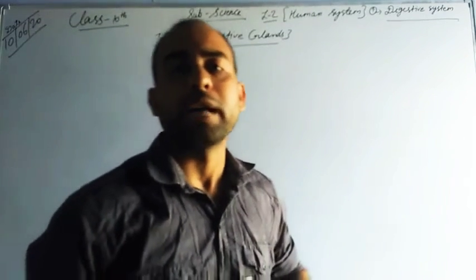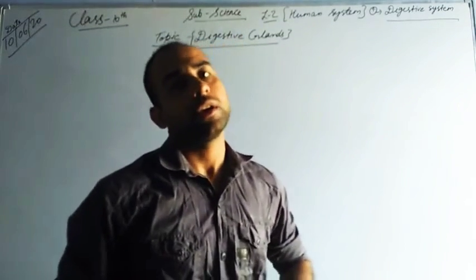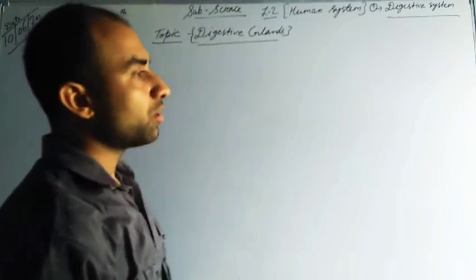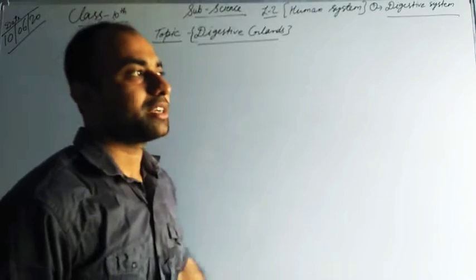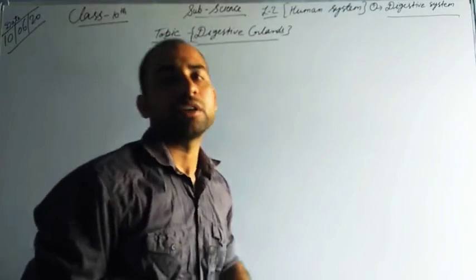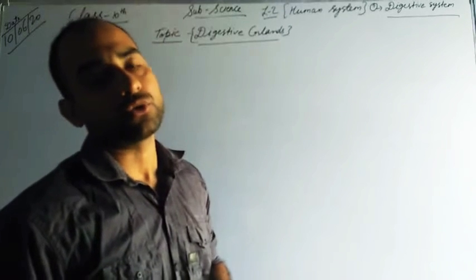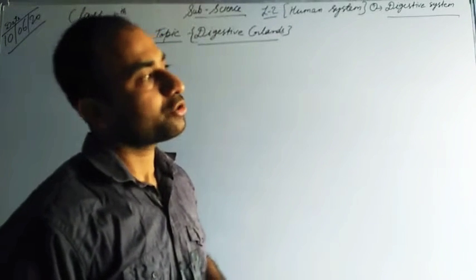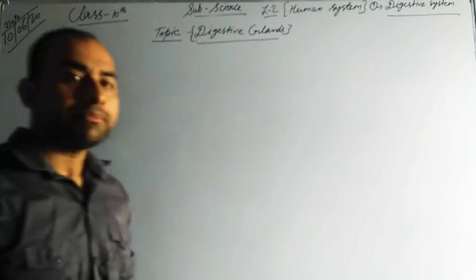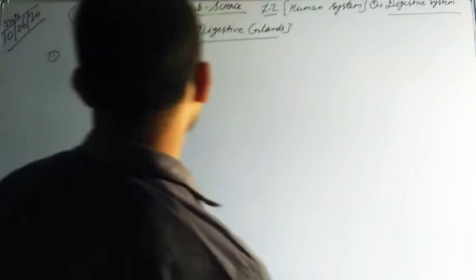In our lesson 2, human system, our digestive system is in progress. Today we are going to learn just only about the digestive glands, the various glands which are helping in digestion. We are going to learn about them together. The various glands which are working in our digestive system are as follows.